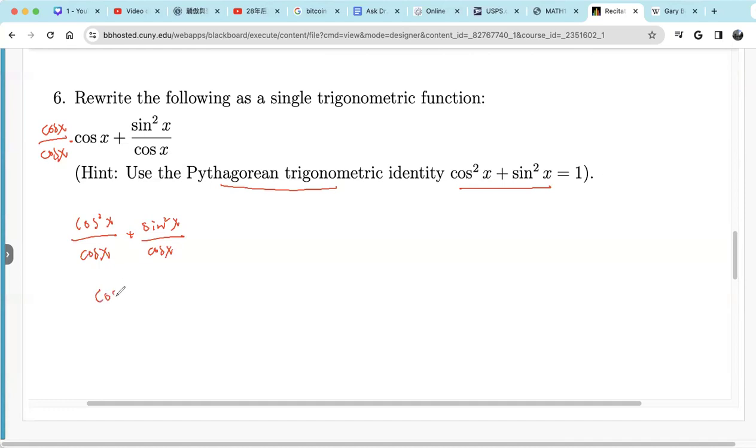We can add the numerators. So the numerator is cosine square plus sine square all over cosine x. Cosine square plus sine square is a Pythagorean trig identity. So that's just 1. There's 1 over cosine. And 1 over cosine is a secant. So this equals secant.